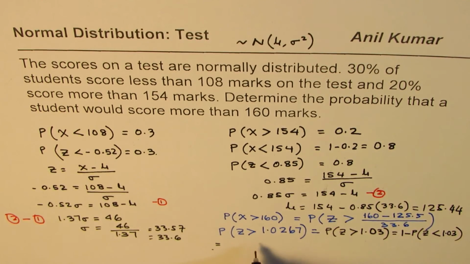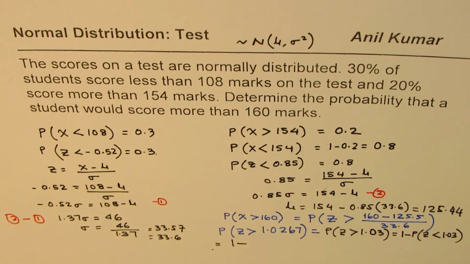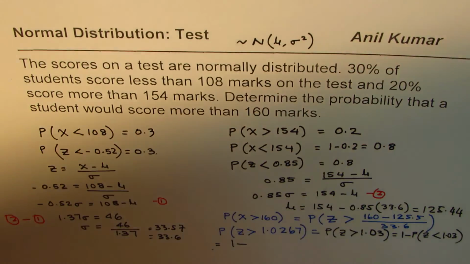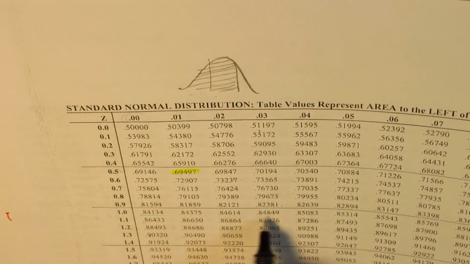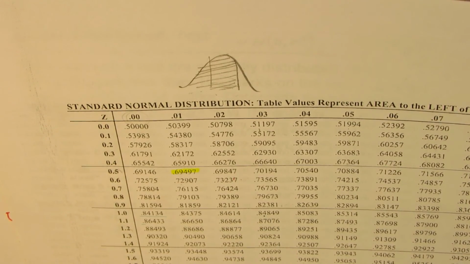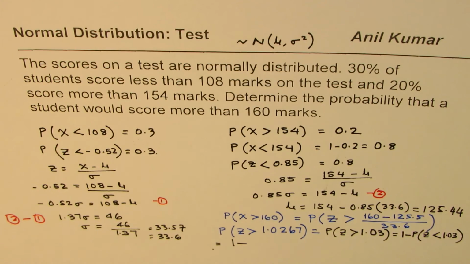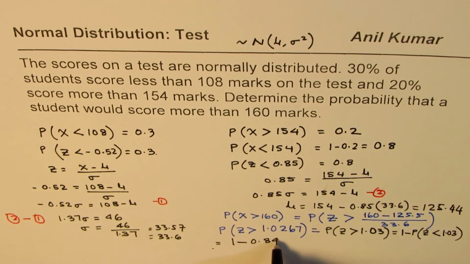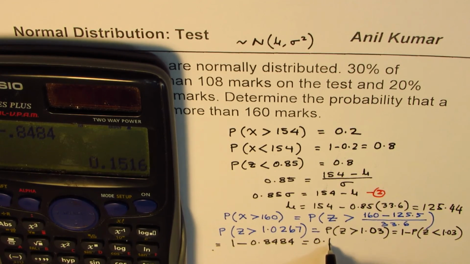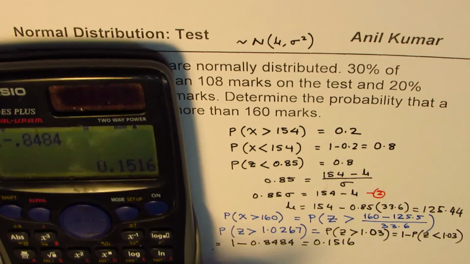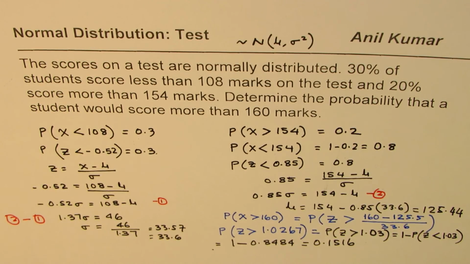So we write this as equals to 1 minus the z-score value. Let's get back to this 1.03. So 1.03, this is 1.0, then 1, 2, 3. So that's the value: 0.8484. That is the value, right? So let's use the calculator to figure this out. 1 minus 0.8484 equals, in decimal, 0.1516. So that is 15%, right?